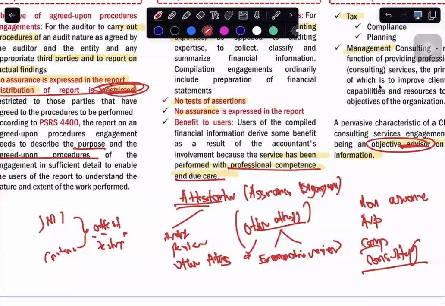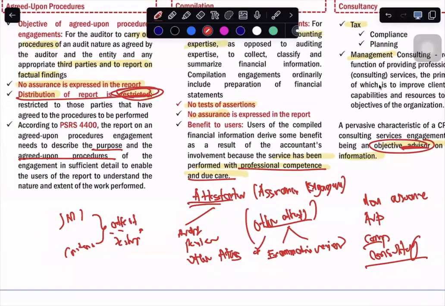Bakit siya assurance engagement? Kasi nagbibigay tayo ng degree of confidence, reliability, or we enhance that particular information. Or in short, attestation kasi we're testing something. Yun yung concept niya, assurance at saka attestation. Kaya pinagsasama siya.